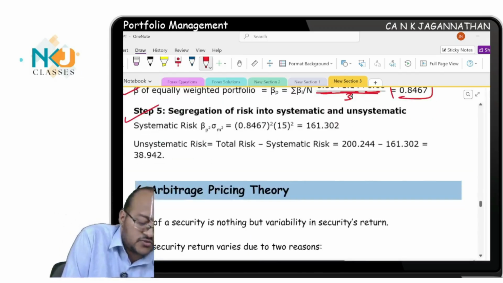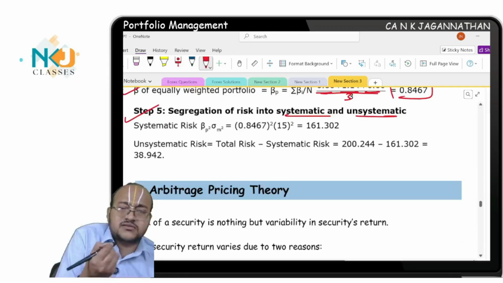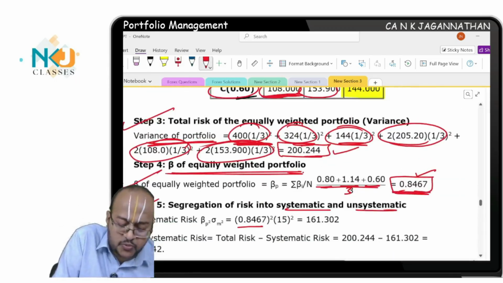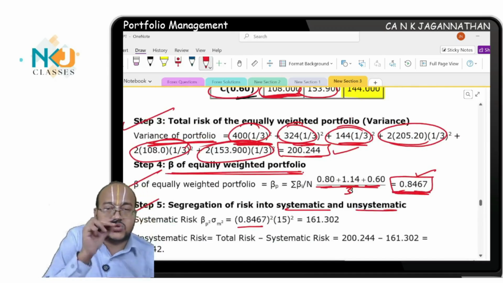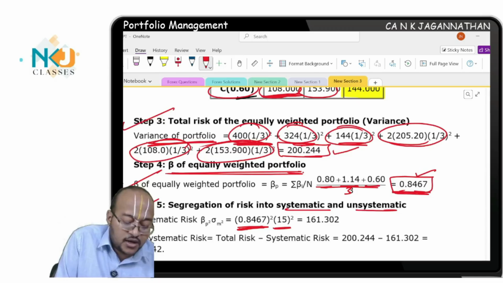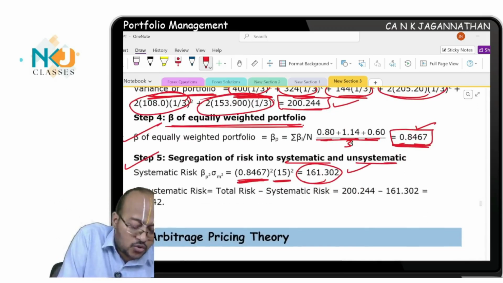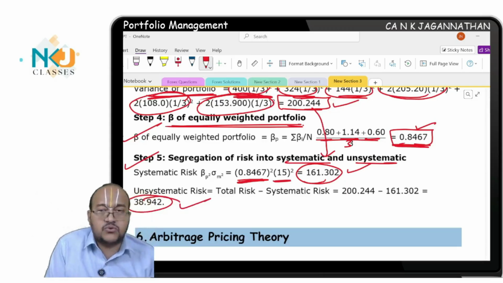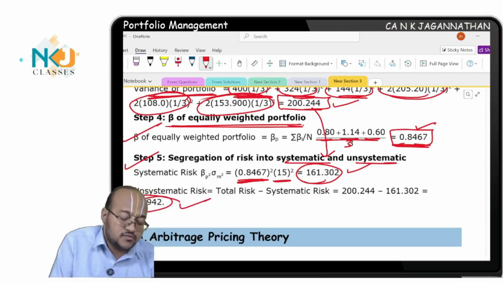Next, segregation of risk into systematic and unsystematic. This is also very simple. In the previous step we found out portfolio beta is 0.8467. Portfolio beta square into sigma m square, you will get the systematic risk 161.302. Out of the total risk 200.244, systematic risk is this much. Balance 38.942 comes to unsystematic risk. Very, very simple and straightforward.